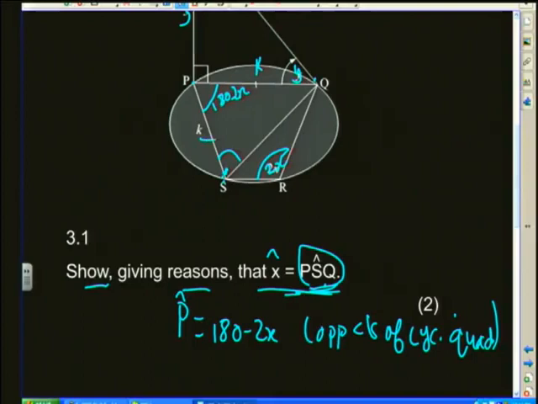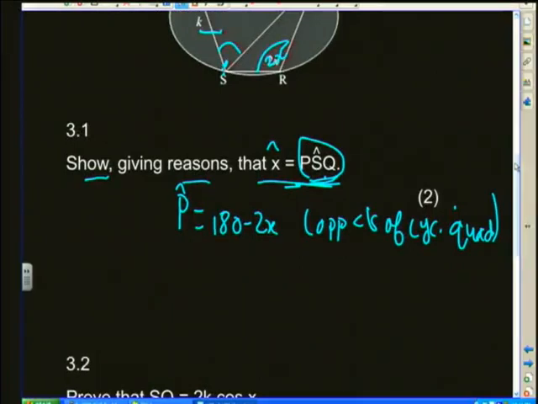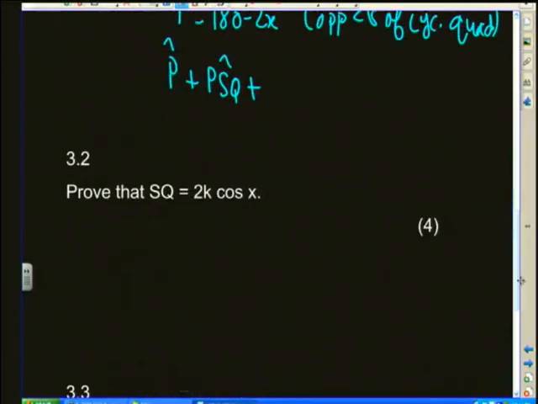We know that PS is equal to PQ. They gave it to you. So therefore, using sum of angles of a triangle, we can show that angle S is equal to angle Q is equal to x. Let's write that down. So we know that angle P plus angle PSQ plus angle PQS is equal to 180 degrees. We know sum of angles of triangle.